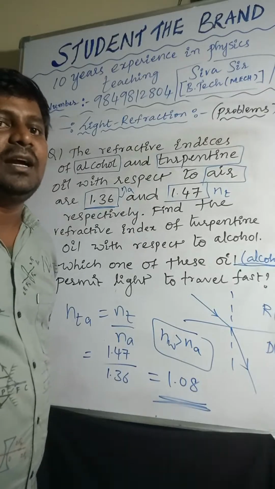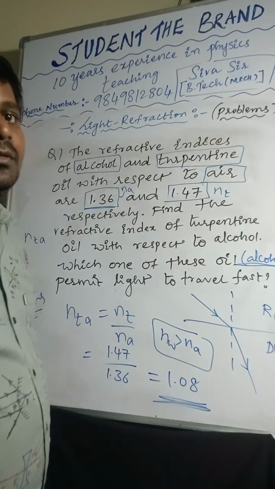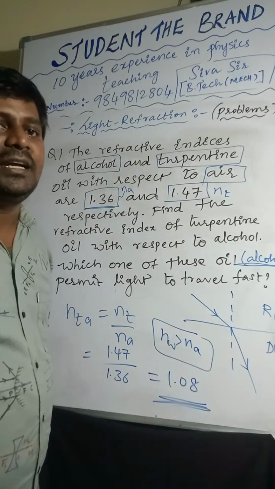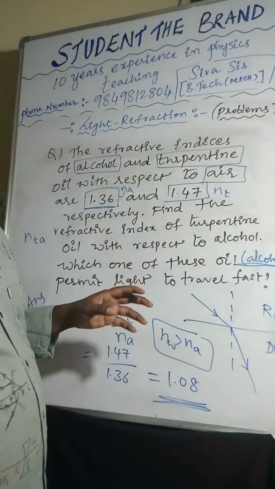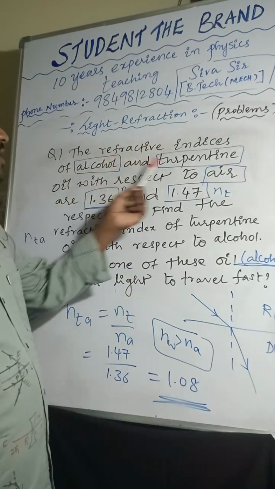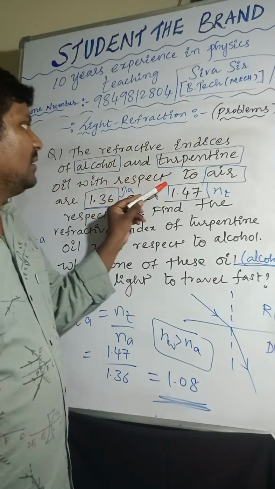So first we have to identify the question and write the given data. How to write the given data? We must identify the given data, then use the formula. So once again you can see here the refractive index of alcohol and turpentine. So this is the alcohol and turpentine.